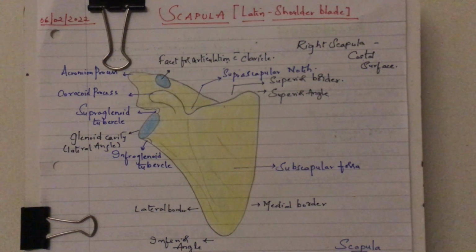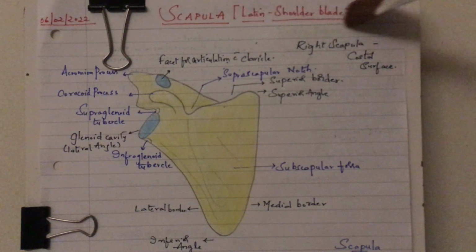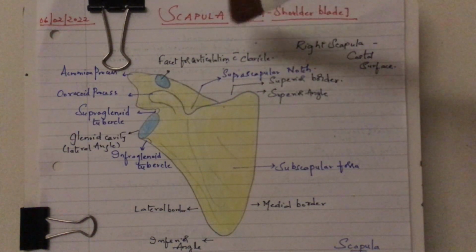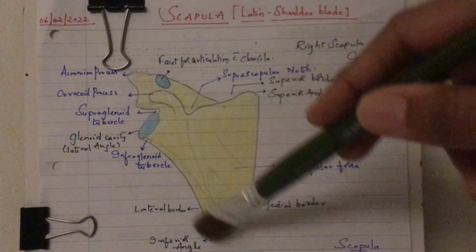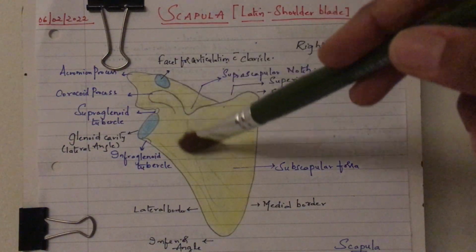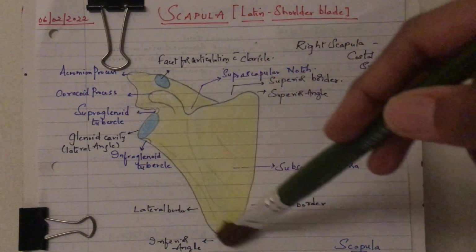Today we'll be discussing the scapular bone. Scapula in Latin means shoulder blade. First, coming to the costal surface of the scapula. The one which we are seeing is the costal surface of the scapula.